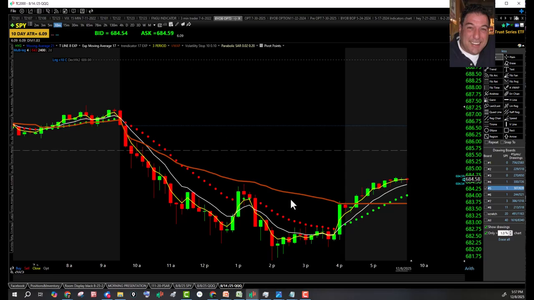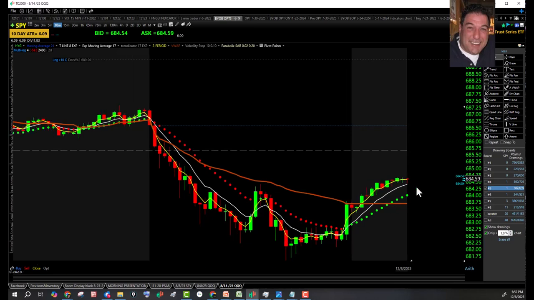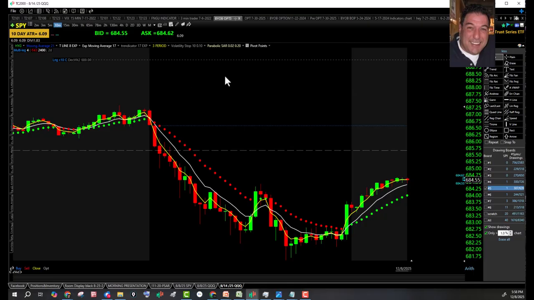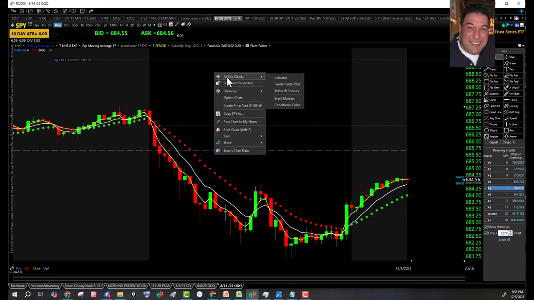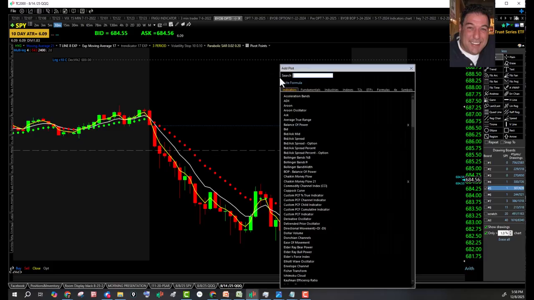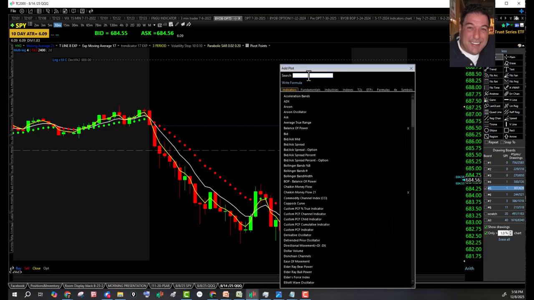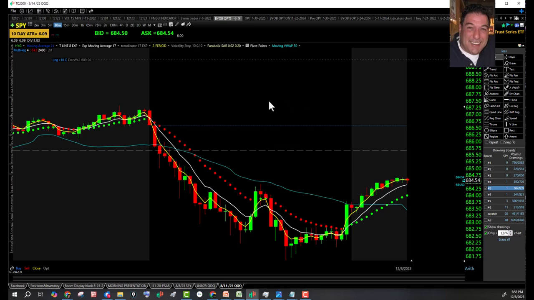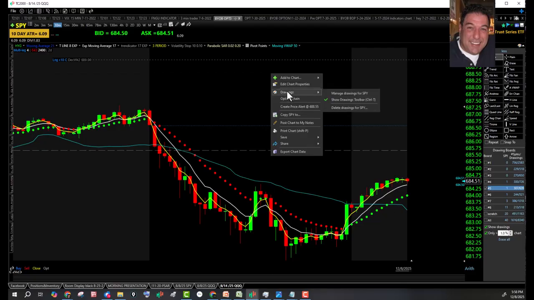Now, if I wanted to add VWAP to my chart, this is TC2000, and you may have a different platform, but for those of you on TC2000, I'll simply show you how to add it. It's really pretty simple. You right click, you hit add to chart. Up here you see indicator, all right, and you just simply type in VWAP, V like that, and you see moving VWAP right there, all right, and then you can color it and thicken it up to whatever you want.